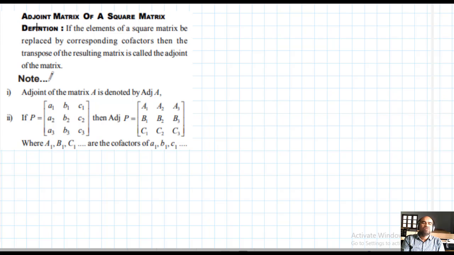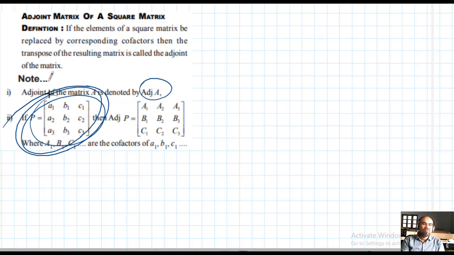So here is the definition: if the elements of a square matrix are replaced by the corresponding cofactors, then the transpose of the resulting matrix is called the adjoint matrix of A, denoted by adj A. For example, A is a matrix with rows A1, B1, C1, A2, B2, C2, A3, B3, C3. Capital A1 stands for the cofactor of A1, capital A2 stands for the cofactor of A2, and so on.